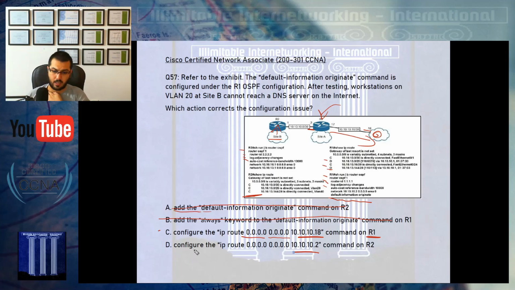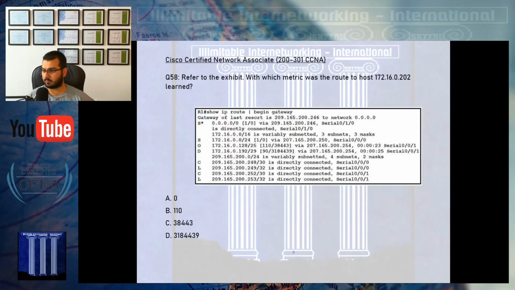But D says to configure an IP route on R2 to 10.10.10.2, which is this one. Actually, there is no need, because R2 already advertises this network with R1. So R2 already knows how to reach R1 using OSPF, but R1 also needs to know how to reach the internet by using the static default route. So it will definitely be C for question 57. Question 58.